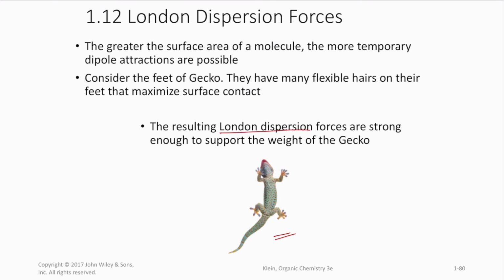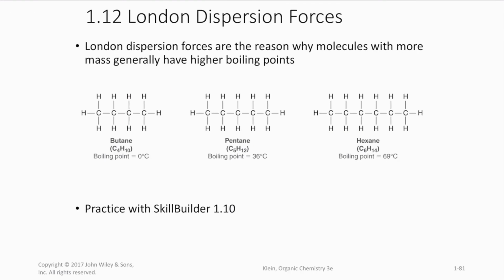So the greater the surface area of the molecule, the more temporary dipole attractions are possible. So the feet of the gecko always have flexible hair. That flexibility creates maximum surface contact. That's how it's able to support the entire weight, because there are so many of those small hairs that can support the entire weight of the gecko.